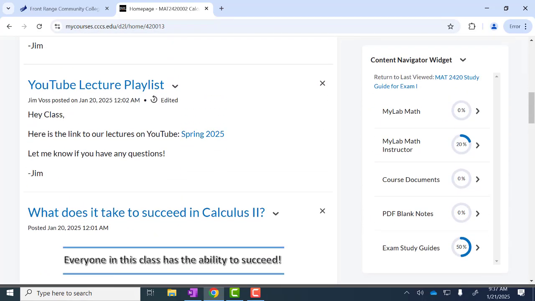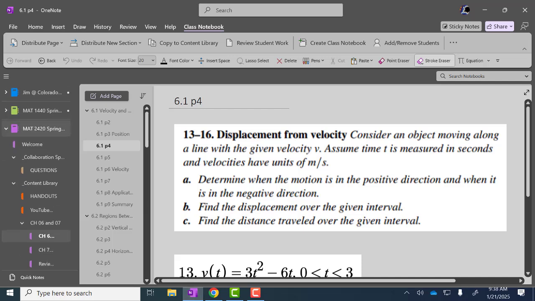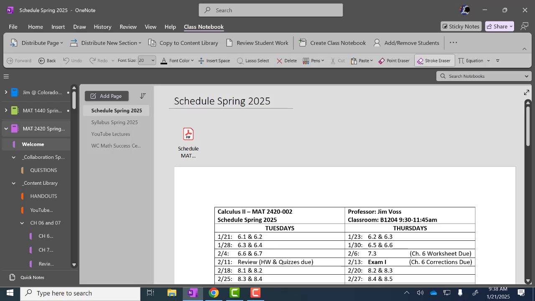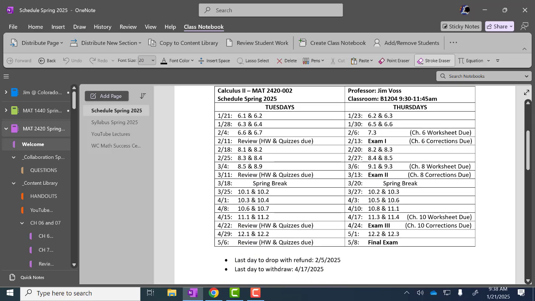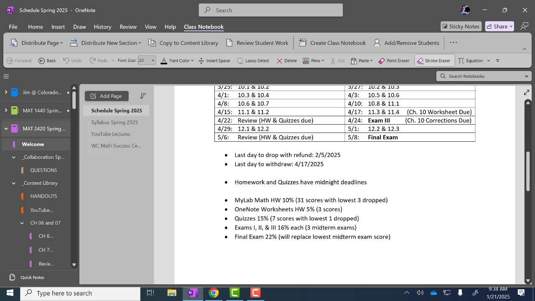This in D2L is a link to our Spring 25 course lectures. So you can get to the link right there. If you're in OneNote, if we come up here to Welcome, the top section, here's our schedule. This is probably the most important document in the course. We'll stick to this schedule. It's got all the important date information down here. It's got the grade breakdown down here. So quizzes 15%, exams 16% each, final exam 22%. Homework right there is 10%. And the worksheets will be 5%.